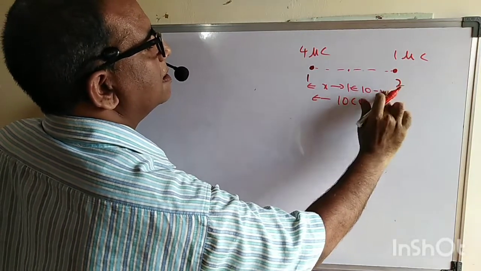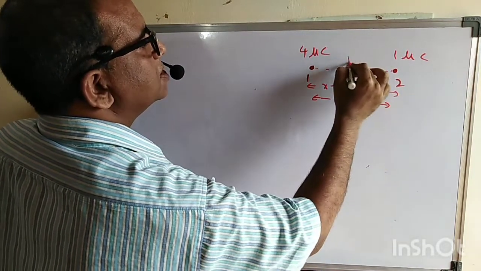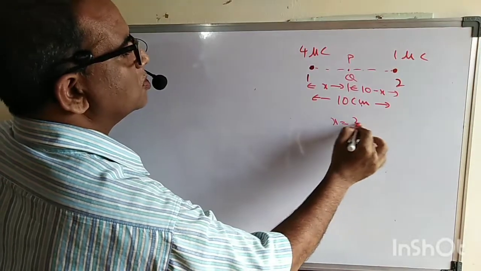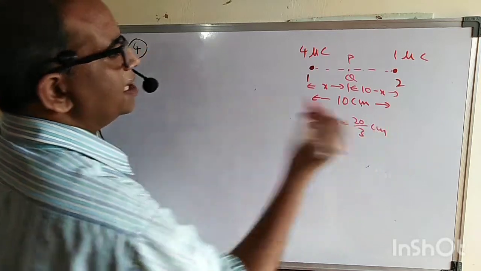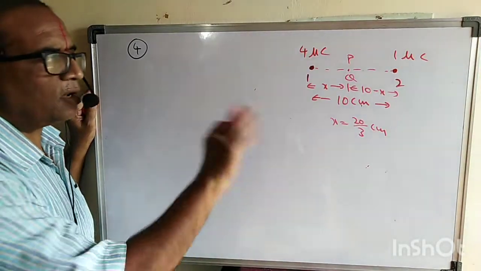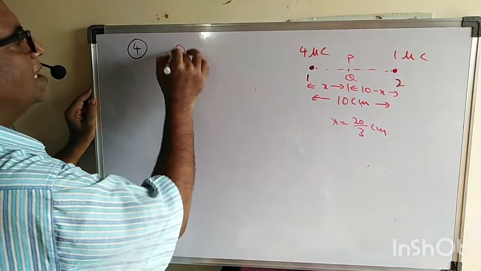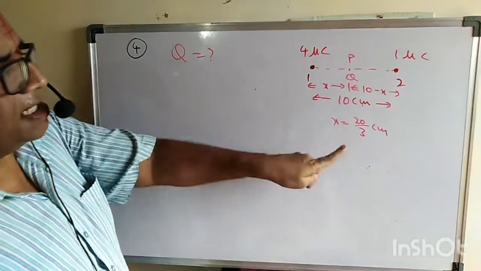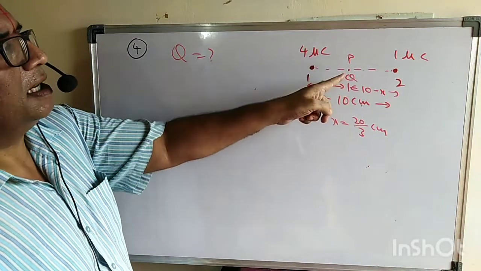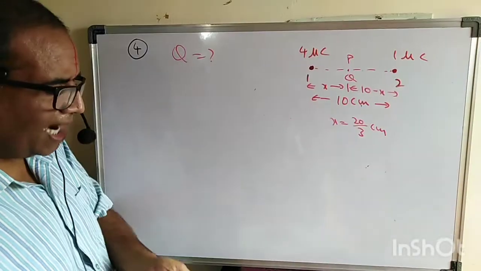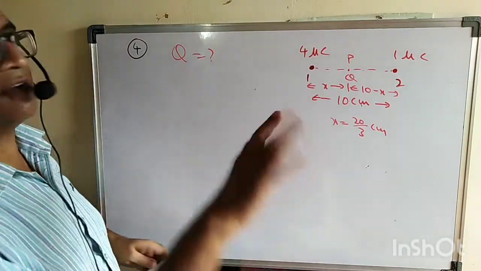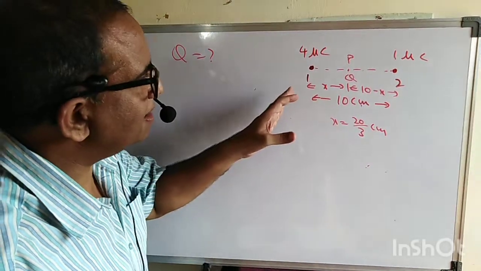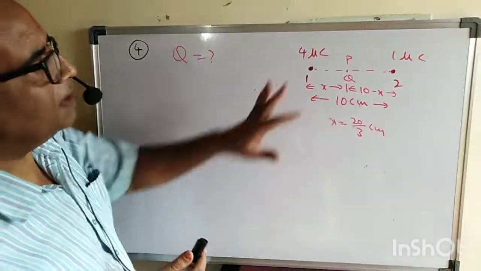And here we place the charge q. So here we got x is equal to 20 by 3 centimeter, we already got. Okay, now my doubt is, now find the charge q. Suppose I placed it at 20 by 3 centimeter, then I got it is in equilibrium. Then find the charge q here. Then how can we find the charge q? Okay, are you following? So what am I saying? See, find the charge q here.